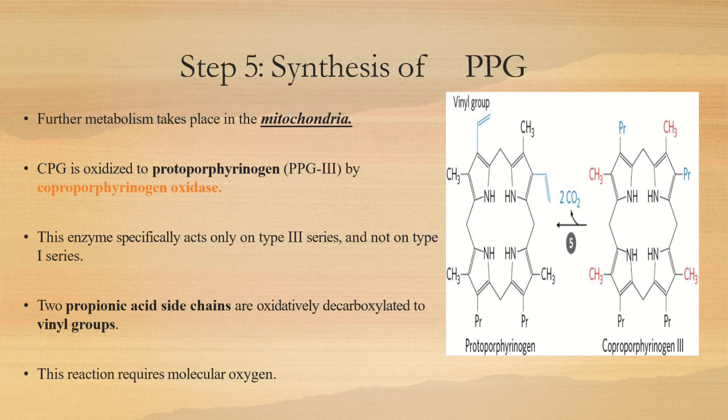Step 5, synthesis of protoporphyrinogen. Further metabolism takes place in mitochondria. Coproporphyrinogen is oxidized to form protoporphyrinogen 3 by the coproporphyrinogen oxidase enzyme. This enzyme specifically acts only on type 3 series and not on type 1 series. Two propionic acid side chains are oxidatively decarboxylated to form vinyl groups, and this reaction requires molecular oxygen.